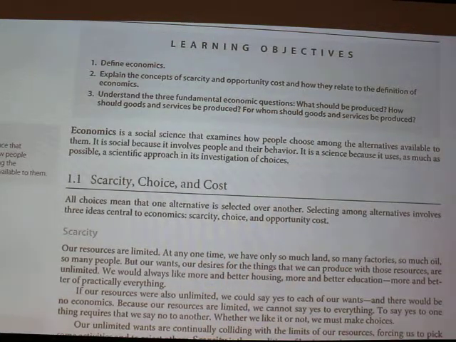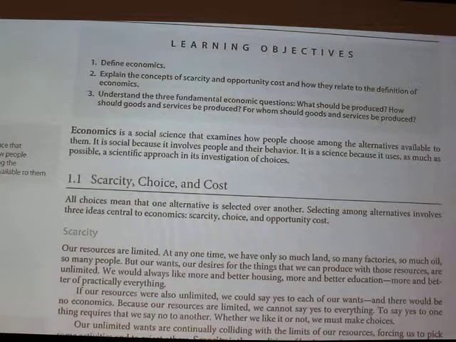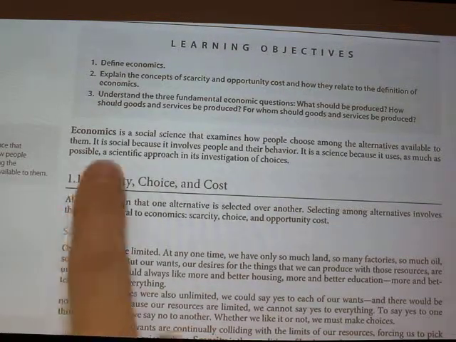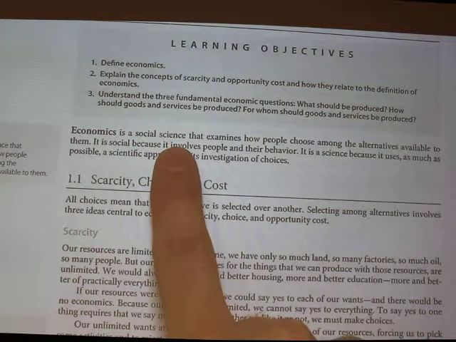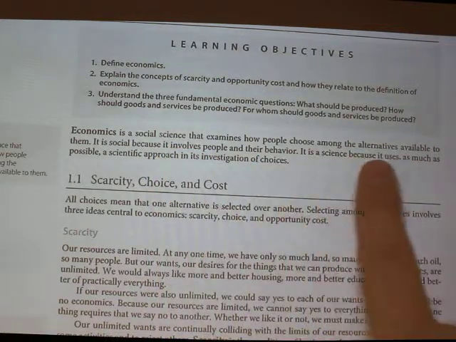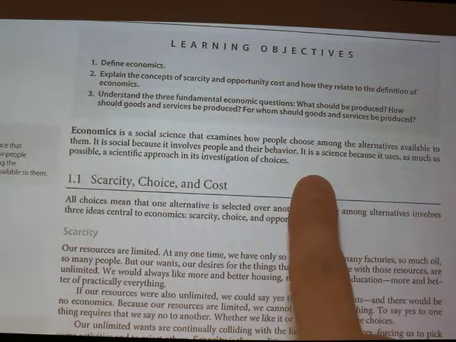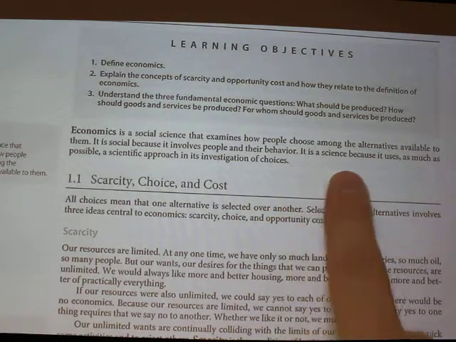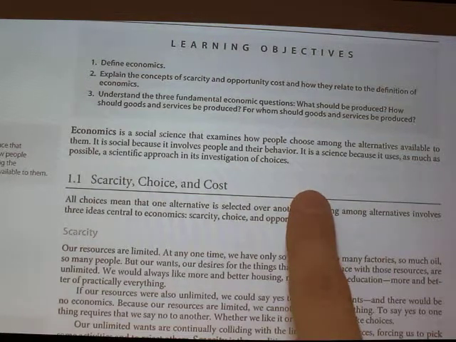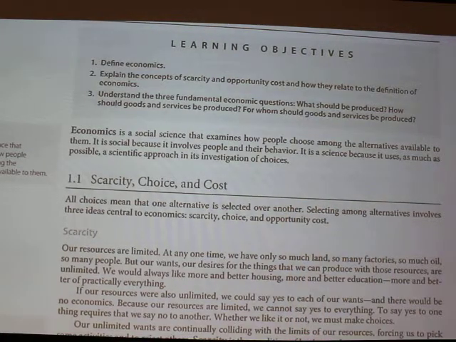Okay, so if you ask a dozen economists what the definition of economics is, you probably will get a dozen slightly different answers. This is the definition that your book gives, and I think it's a good one. I have a small quibble with it that I'll tell you in a moment, but economics is a social science that examines how people choose among the alternatives available to them. It is social because it involves people and their behavior. It is a science because it uses, as much as possible, a scientific approach in its investigation of choices.